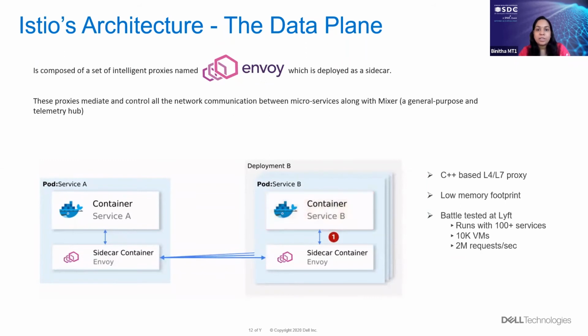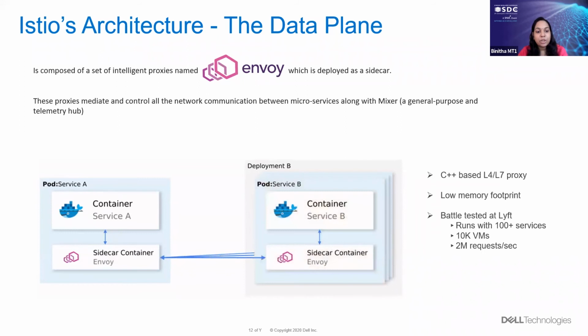And when you just install Istio, it just injects the sidecar proxies. Also, these proxies mediate and control all the network communication between the microservices, along with mixer. So the diagram which I showed you earlier as the architecture is the architecture from Istio 1.5. But prior to that, there was a component called mixer that was used for telemetry. But now that telemetry collection is handled by the Envoy proxies themselves, that has been deprecated. The mixer has been deprecated from 1.5 onwards.